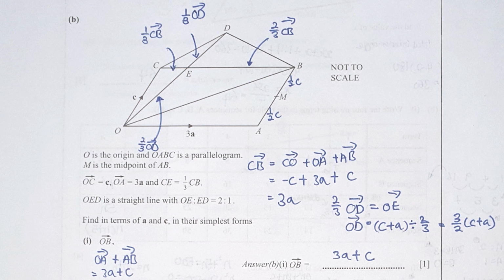Hence 2 over 3 of OD equals to OE. OD equals to C plus A divided by 2 over 3, which is 3 over 2 of C plus A. So with this information, I can now start to calculate the question required.